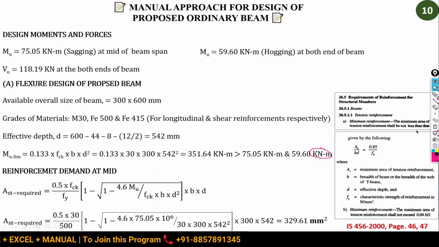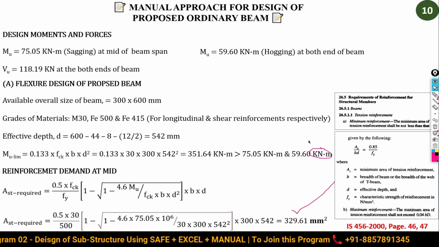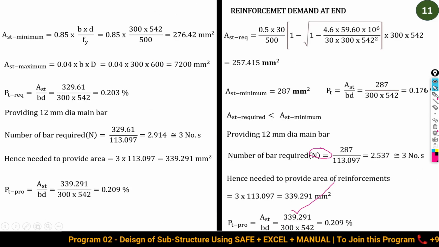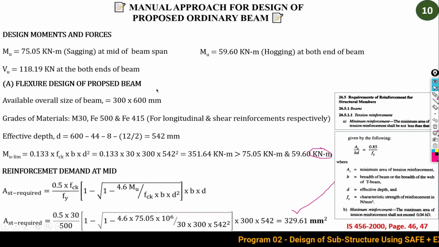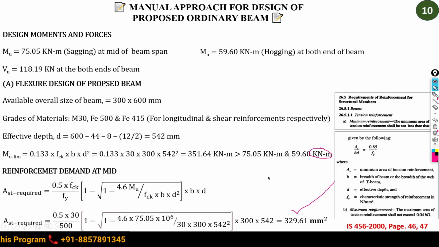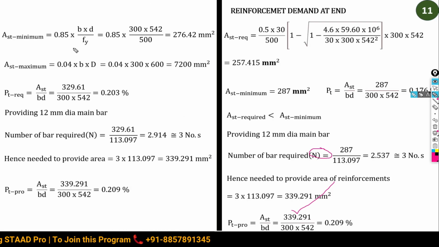So it is matching. This is also the reinforcement demand at the mid of the span is matching. Now next, ST minimum. As the IS code has suggested, consider the minimum reinforcement as a tension 0.85 divided by Fy multiplied by B into D.